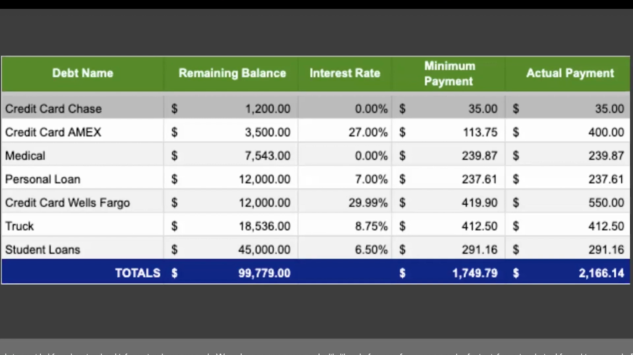Now, the medical payment did not have an interest rate on it. It was just a flat rate that they had to pay for a certain amount of time until that debt was gone. And then they had taken out a personal loan. They have $12,000 at 7% on that. They had another credit card that was getting maxed out around $12,000. And this one was carrying a 29, almost a 30% interest rate on it. And then everybody needs transportation. So they have a truck and are making payments on that from the dealership. And then this particular person also had some student loans they're trying to get paid off as well.